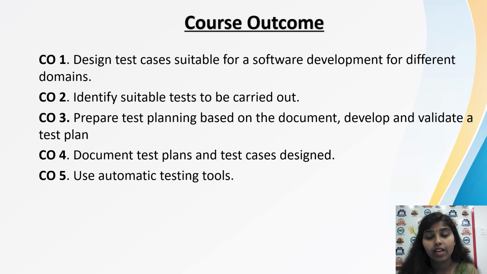The second outcome is to identify the suitable tests to be carried out. As we have discussed, there are many tests like unit testing, performance testing, and regression testing. Which suitable test is to be carried out for any kind of software development, that we need to identify. The third outcome is preparing the test plan based on the document: based on the document, you can go for the planning, develop that document, and validate that test plan.